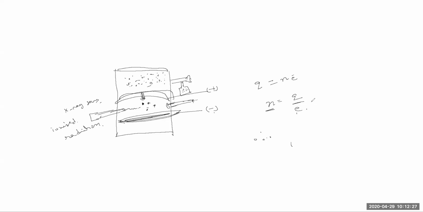Is there any doubt? I already gave one problem based on Q equals n e. An oil drop has 8.0 into 10 power minus 19 coulomb charge. How many electrons does this oil drop have? Q is equal to n e, so n is equal to Q by e. By calculating, we get 5 electrons. Got it now? Any doubt in this?